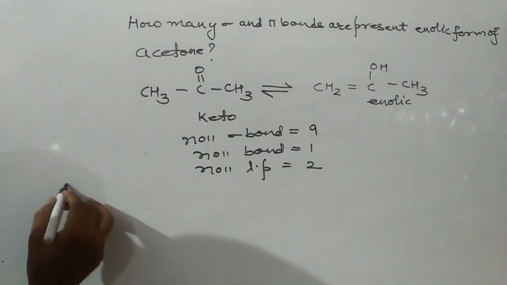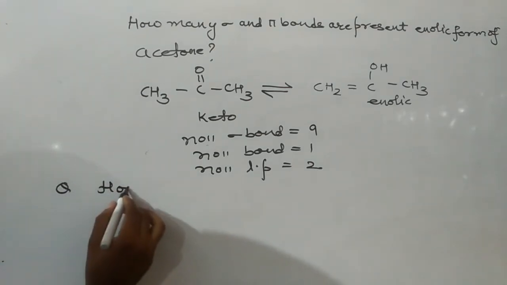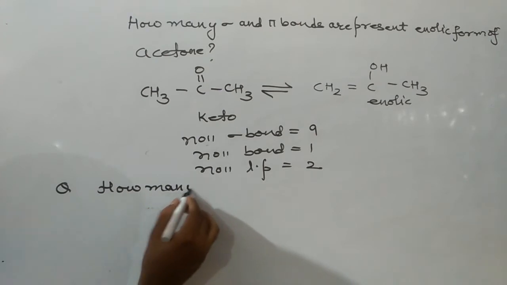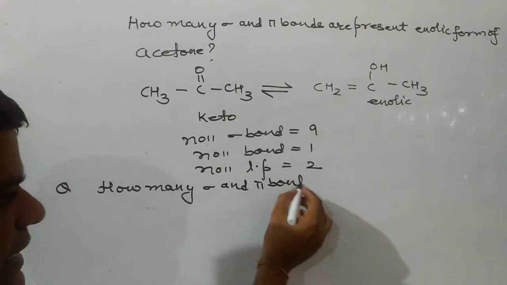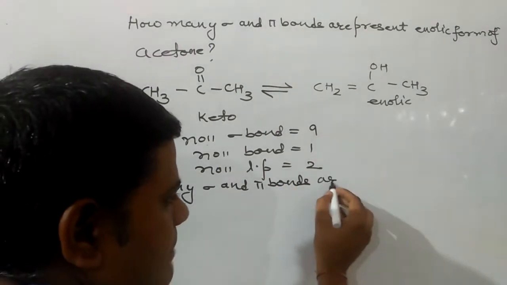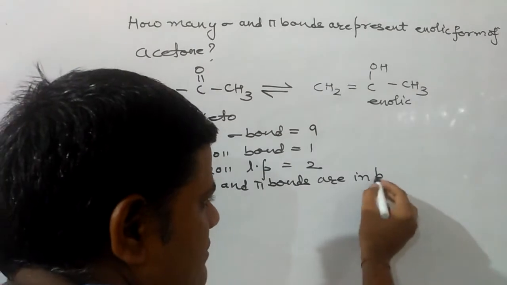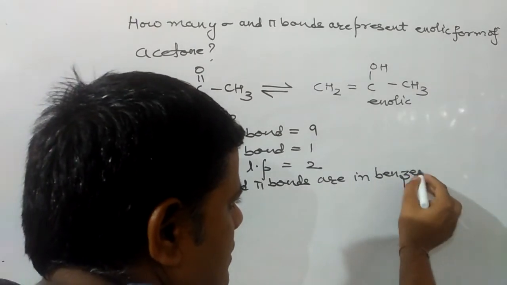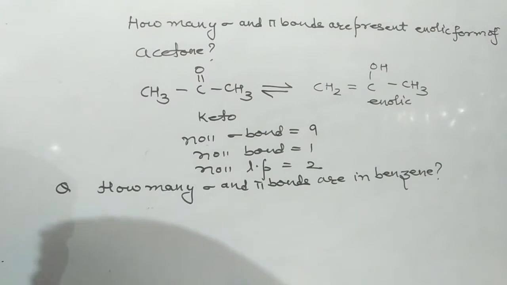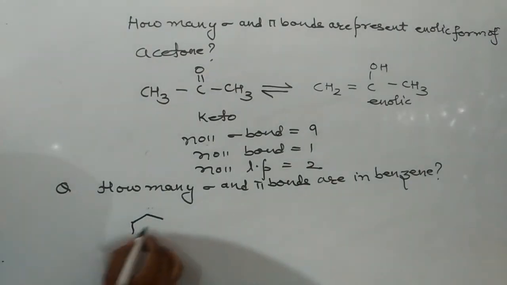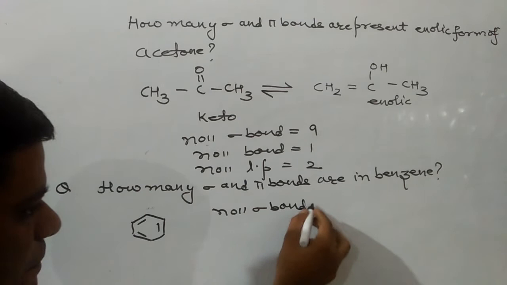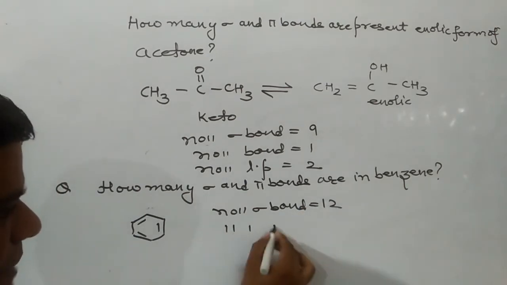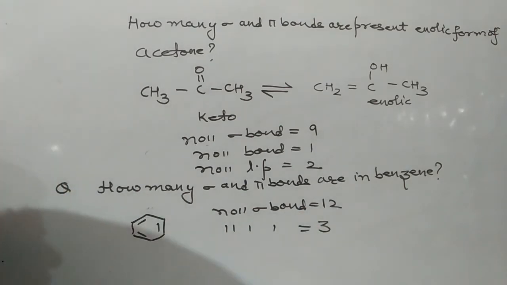After this, the next question will be how many sigma and pi bonds are present in benzene. For benzene, the formula is C6H6. So here, the number of sigma bonds will be 12 and pi bonds will be 3.